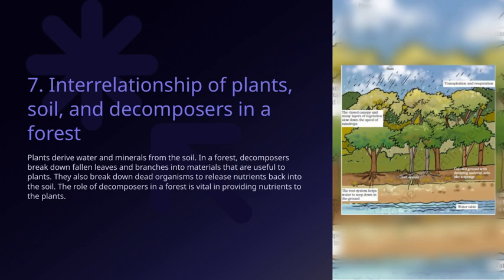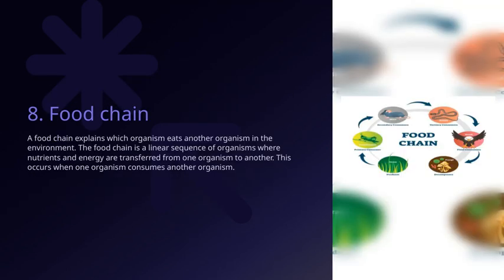Without decomposers, nutrients would stay locked in dead matter, and plants wouldn't get the nourishment they need. So, in essence, decomposers act as nature's recyclers, ensuring that nutrients flow continuously through the ecosystem. This interconnected relationship highlights how all parts of a forest work together to sustain life, reinforcing the overall theme of ecosystem balance and sustainability. Let's talk about the food chain.